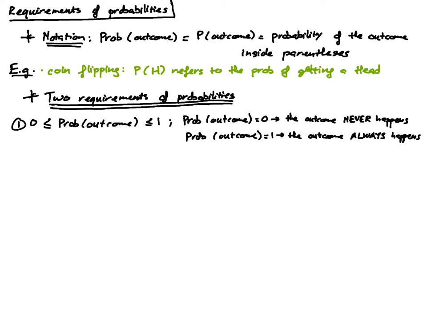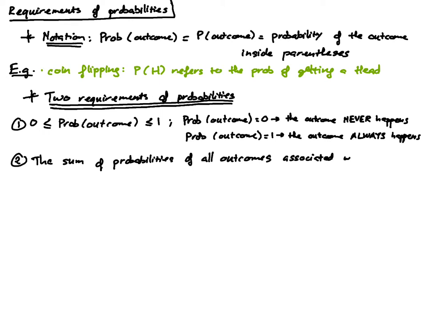Now then, the second requirement of probabilities is that the sum of probabilities of all the outcomes associated with an experiment is equal to 1. So those are the two requirements of probabilities.